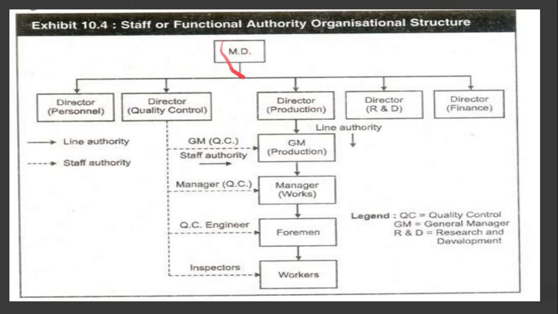Well, the ultimate authority or top level managing director is there, and under the managing director, students, personnel, quality control, production, R&D and finance departmental heads are allocated. Now when the task of different departmental heads is increased, when they are overburdened, they are appointed with expert advice and specialized staff.